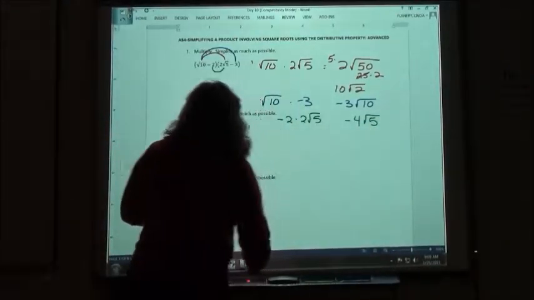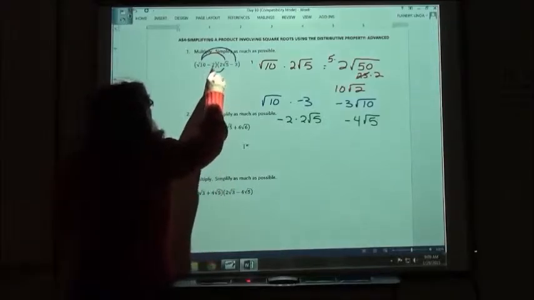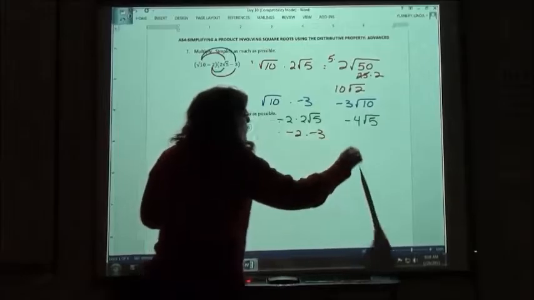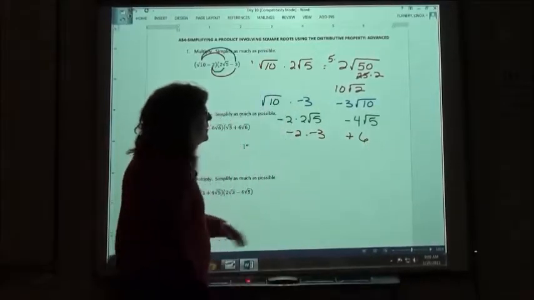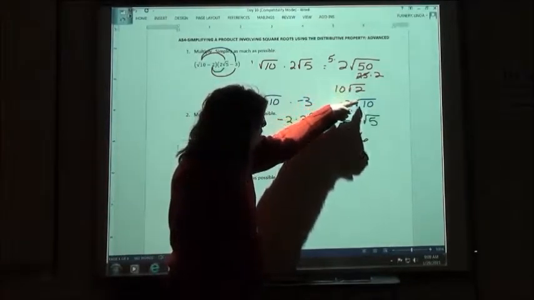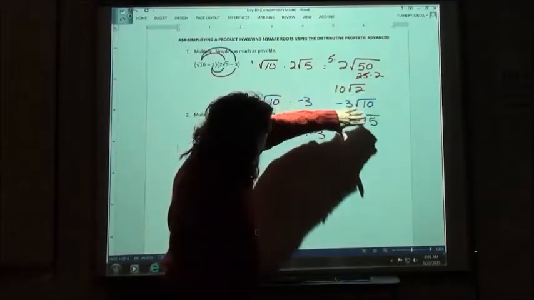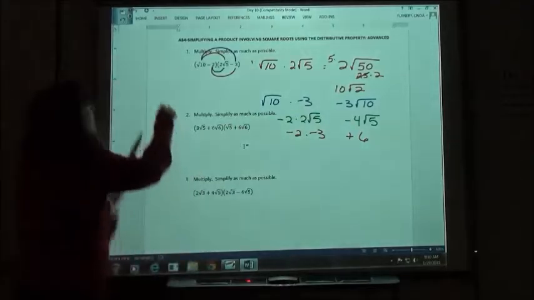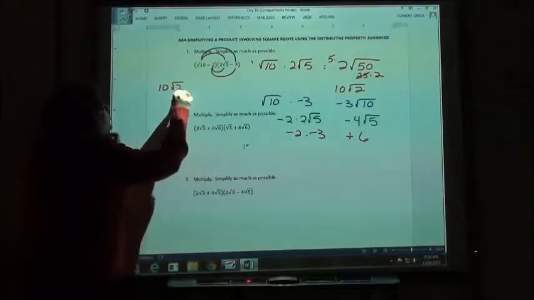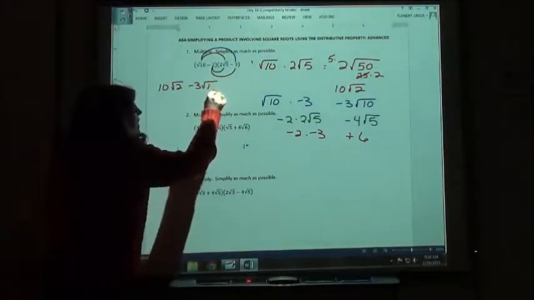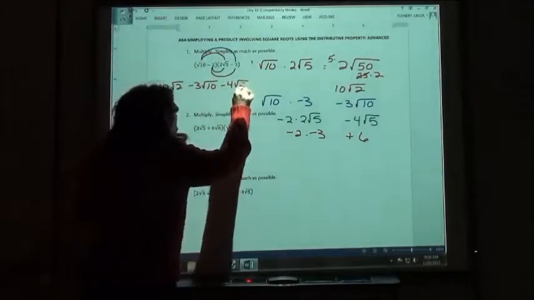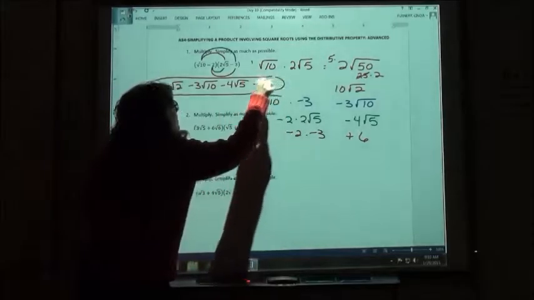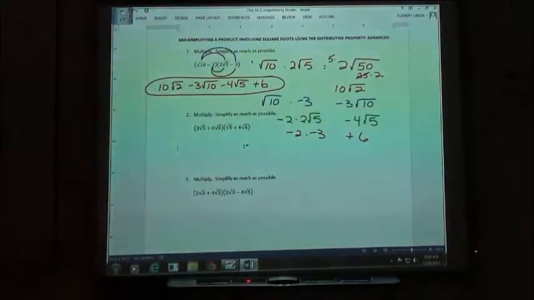And then we're going to do the last pair. The last pair says we're taking negative 2 times negative 3. Negative 2 times a negative 3 is a positive 6. None of these are like terms because they don't have the same square roots on the end, so I'm just going to list my 4 answers. 10 square root of 2 minus 3 square root of 10 minus 4 square root of 5 plus 6. And that big long thing goes in for your answer.